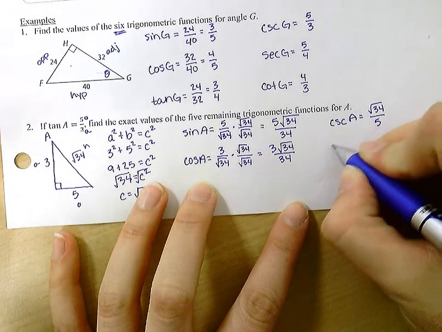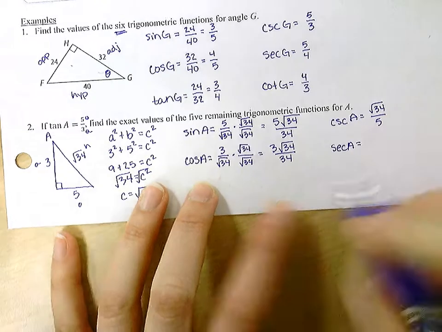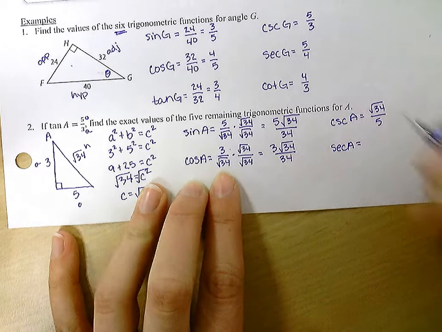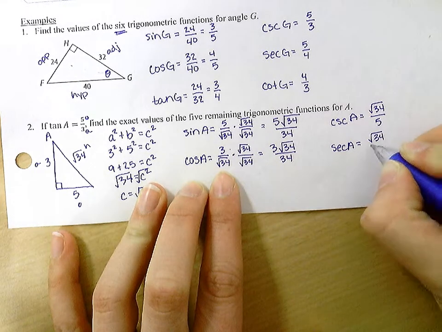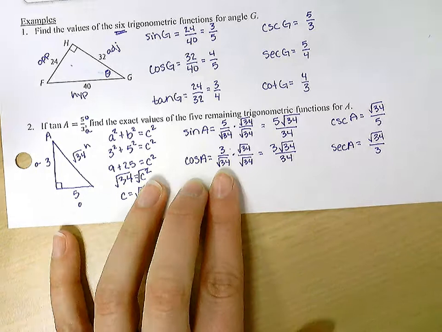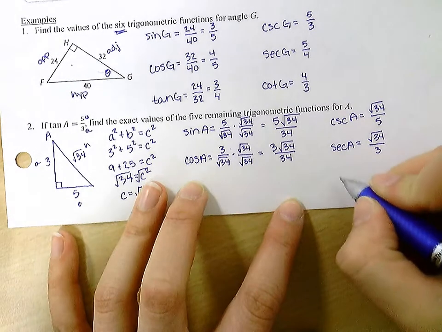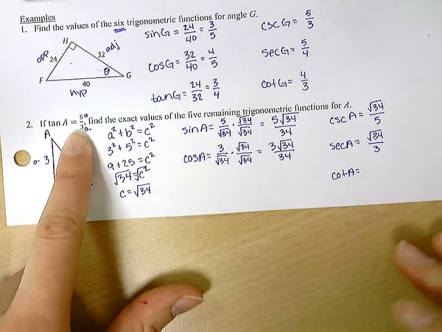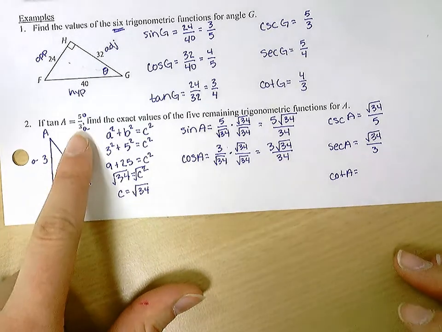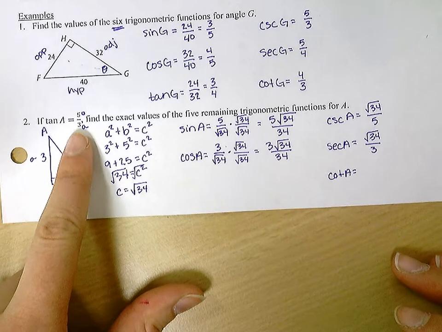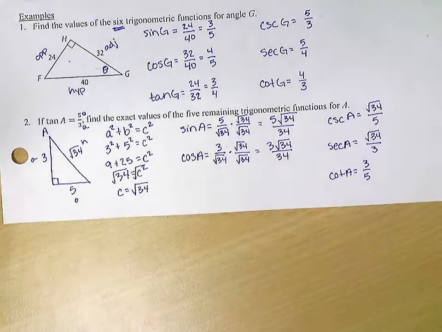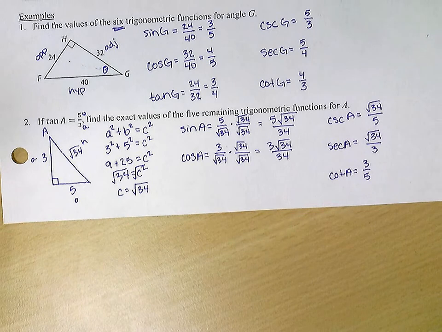Okay, then I'm going to go to secant of A. So again, look at your original one you wrote down. Take that reciprocal. So we have square root of 34 over 3. And then cotangent of A. Look at tangent of A, which was in the directions. That was 5 over 3. Take the reciprocal of that fraction. That's 3 over 5. So those are your 5 remaining trig functions for A.